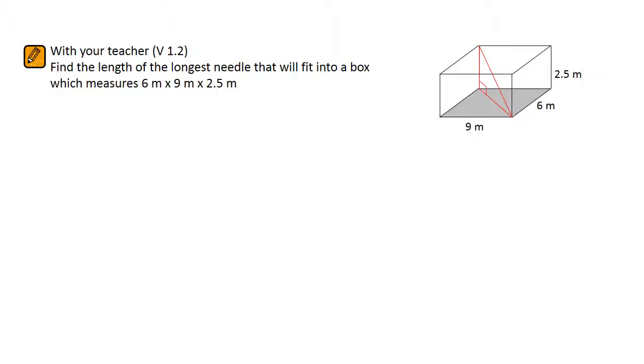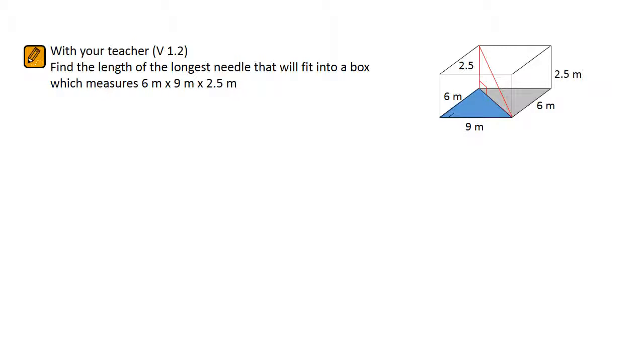But it's not a triangle that we know much about. We do know the height is 2.5 metres. So, as in many questions like this, you need to look at another triangle which you know more information about. If we look at the triangle in the base of the box here, we do know quite a bit of information about this. We know it measures 6 metres by 9 metres. We could use that to find out that distance diagonally across the bottom of the box, and then with more information about the red triangle, we'll be able to work out the length of the longest needle as required.